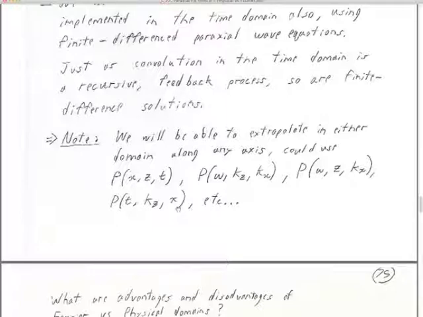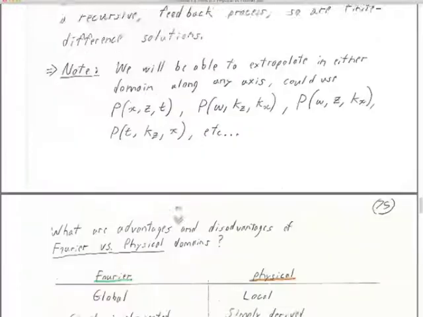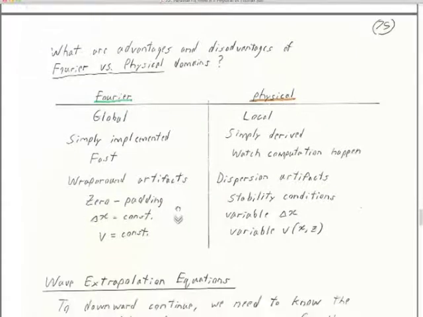It's just algebra, and we could either have a finite difference 2D convolution, or finite difference convolution along some axis, or we can do it in the Fourier domain with a multiplication. Given that we can do any component of our extrapolation in the physical or the Fourier domain, what are the advantages and disadvantages of each domain?